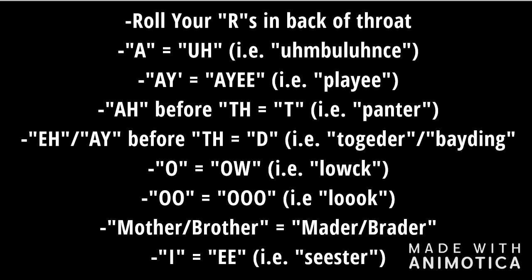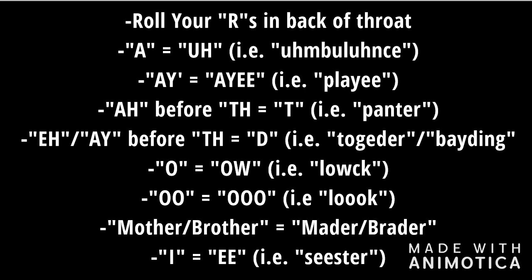But if it is an or an A before the TH, it turns into a D. For example, they would say together instead of together, because it has the EH before it. And for example, by A, they would say, you need to bathe. They wouldn't say bathe. They would say, you need to bathe.